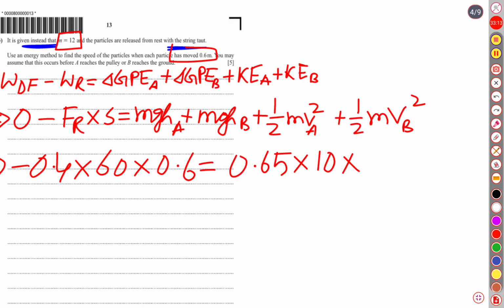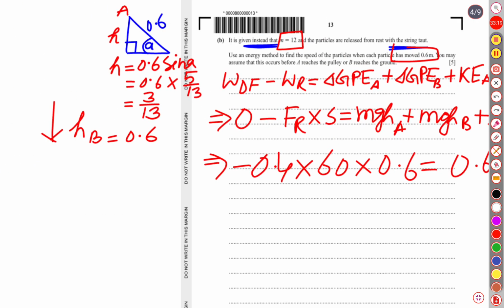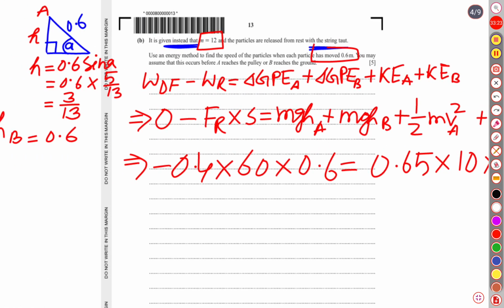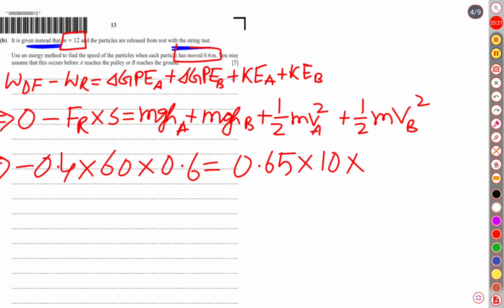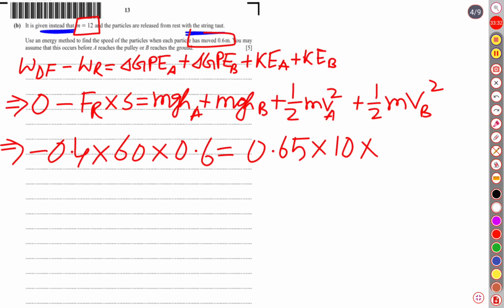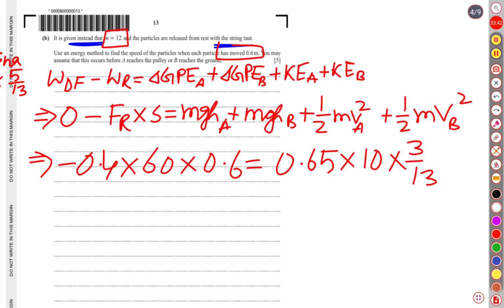0.65. So for particle A, we have found the height was 3 over 13, and it was moving up. Remember, B was moving down, so A was sliding up. That's why its final height is more, and that's why it will be positive. It is 3 over 13. Let me show you again. It was 3 over 13.